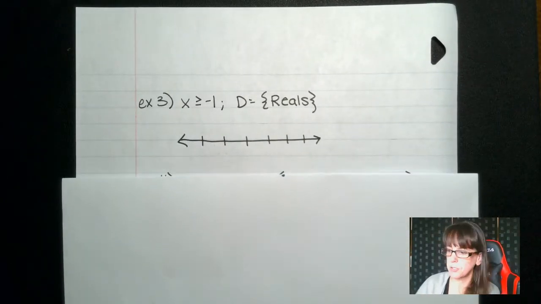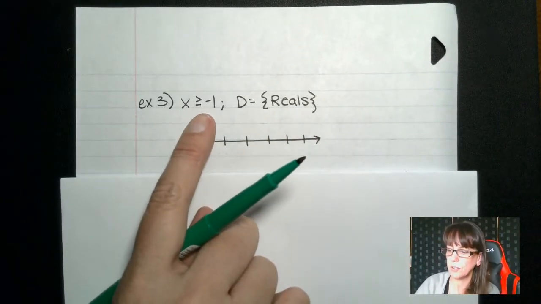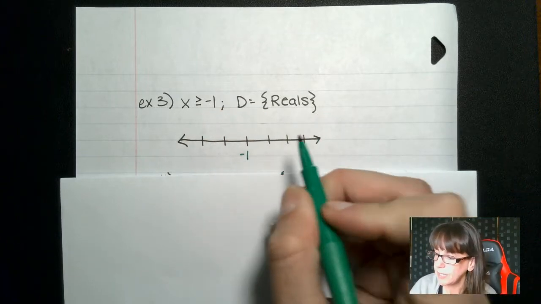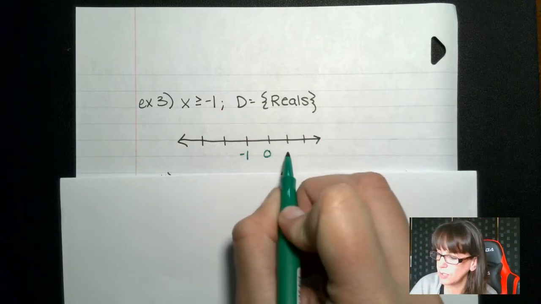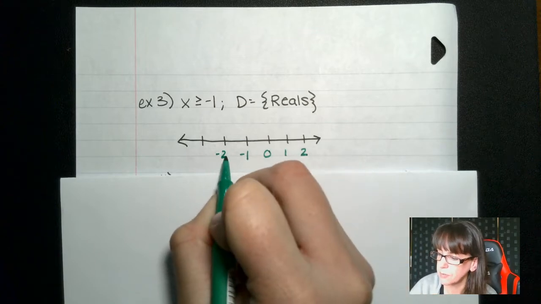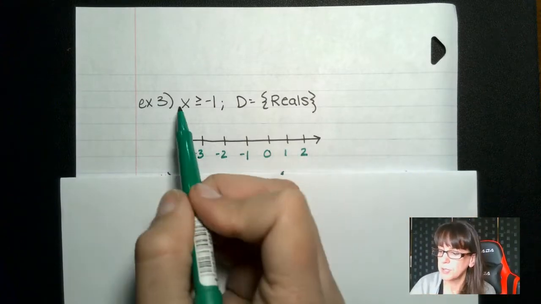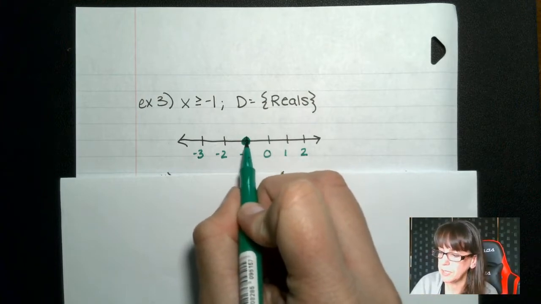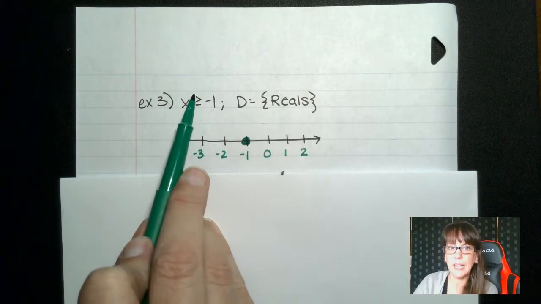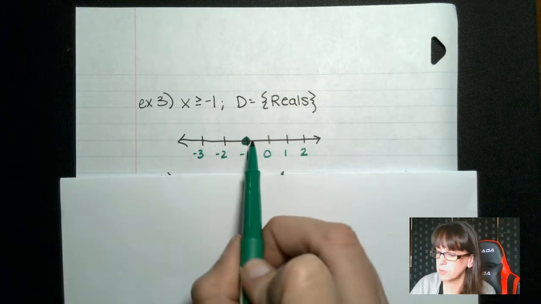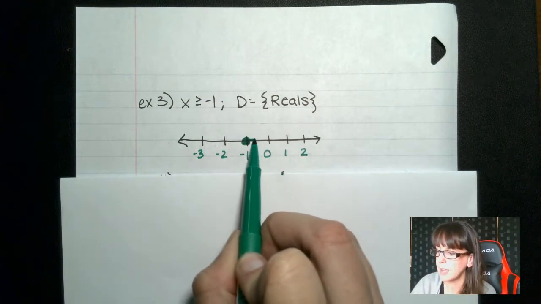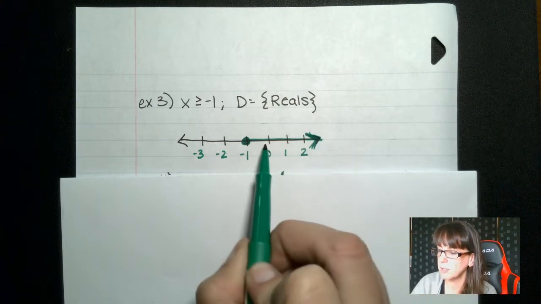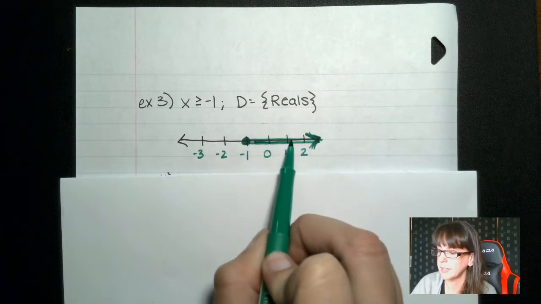All real numbers. So x is greater than or equal to -1, and our domain is all real numbers. So -1 here, and then that's 0, 1, and 2. And this is -2, -3. So it's greater than or equal to -1, so it's included, and it's written correctly, and our arrows point to the right. So we're going to go all real numbers means everything in between there. Those fractions, those decimals, all of that. We're going to shade all of that in.